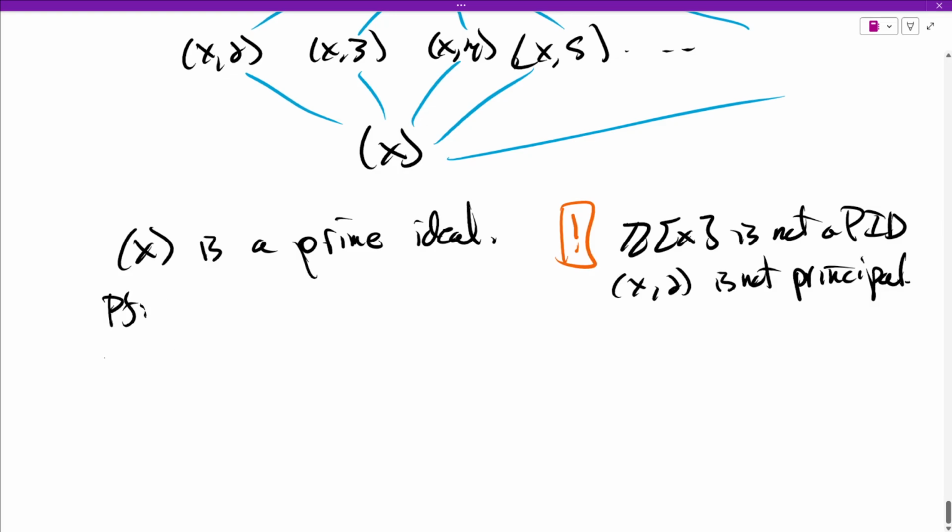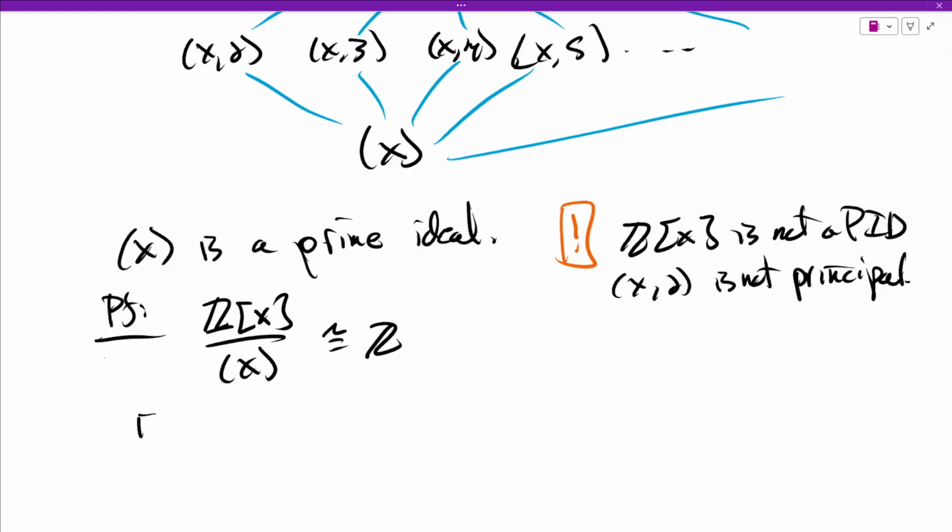our proof that (X) is a prime ideal is that I made us mod out by this ideal already before in anticipation for this moment. And we saw that when you mod out by this ideal, you get Z, which is a domain. And whenever you mod out by an ideal and you get a domain, it must have been a prime ideal.